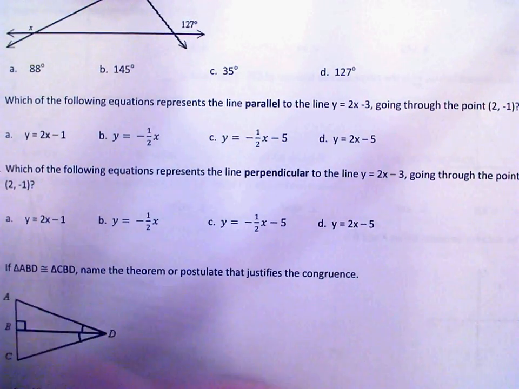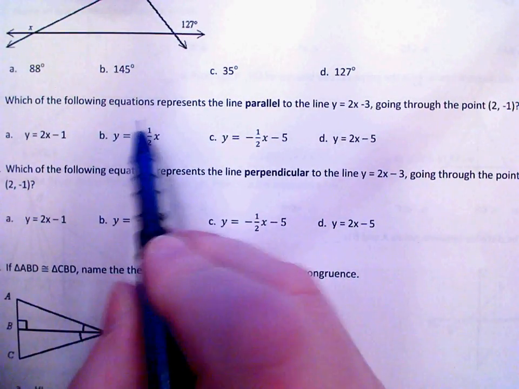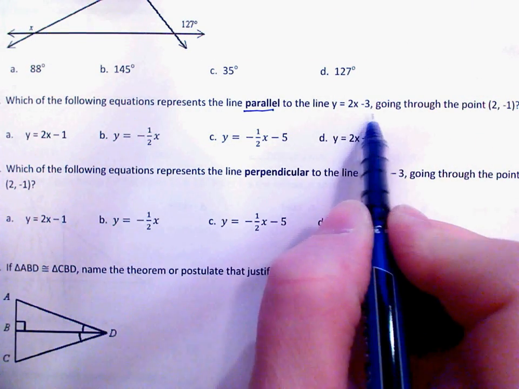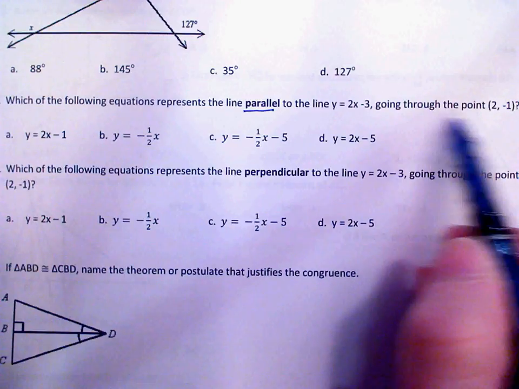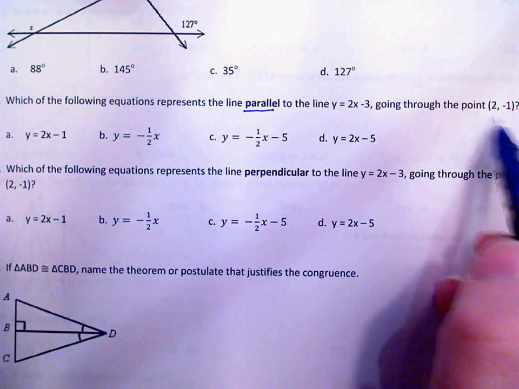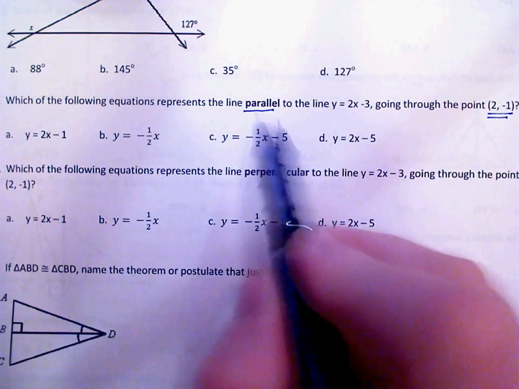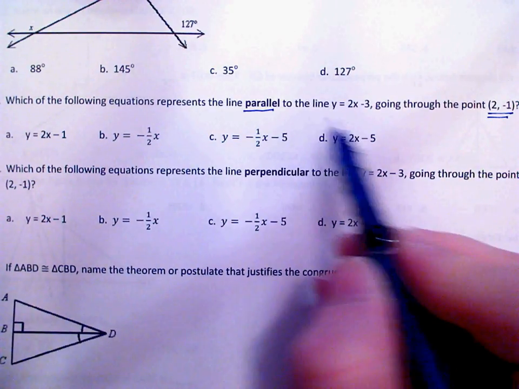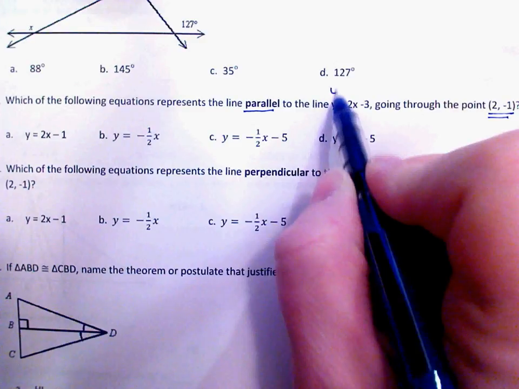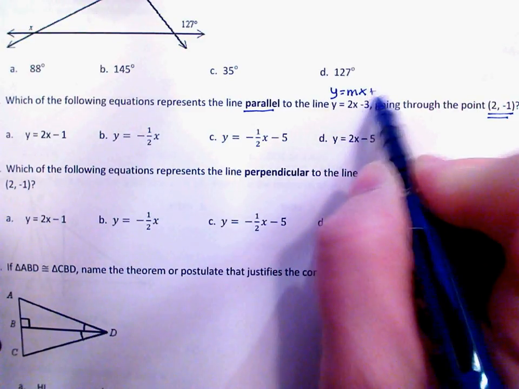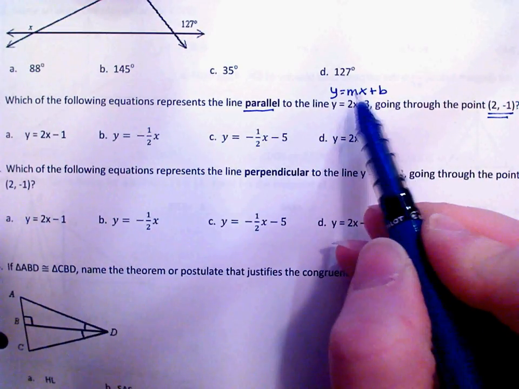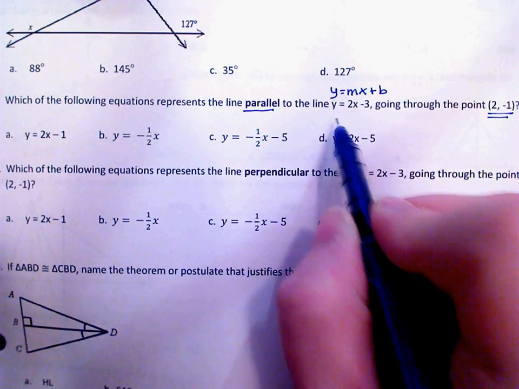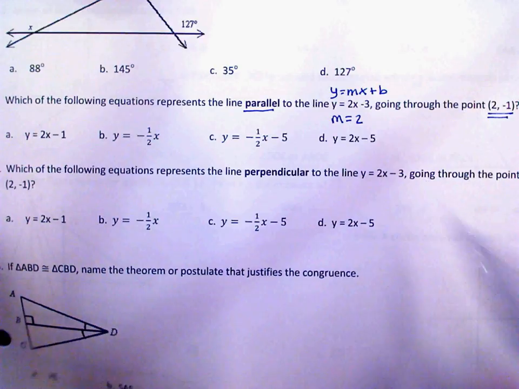On number 3, it asks which of the following equations represents the line that is parallel to the line y equals 2x minus 3 and goes through the point (2, -1). So first of all, we have to remember that parallel lines have the same slope. This equation is written in what's called slope-intercept form, y equals mx plus b, and the number in front of x is our slope. So our slope of the given line is 2, which means the slope of the line we're trying to find is also going to be 2.